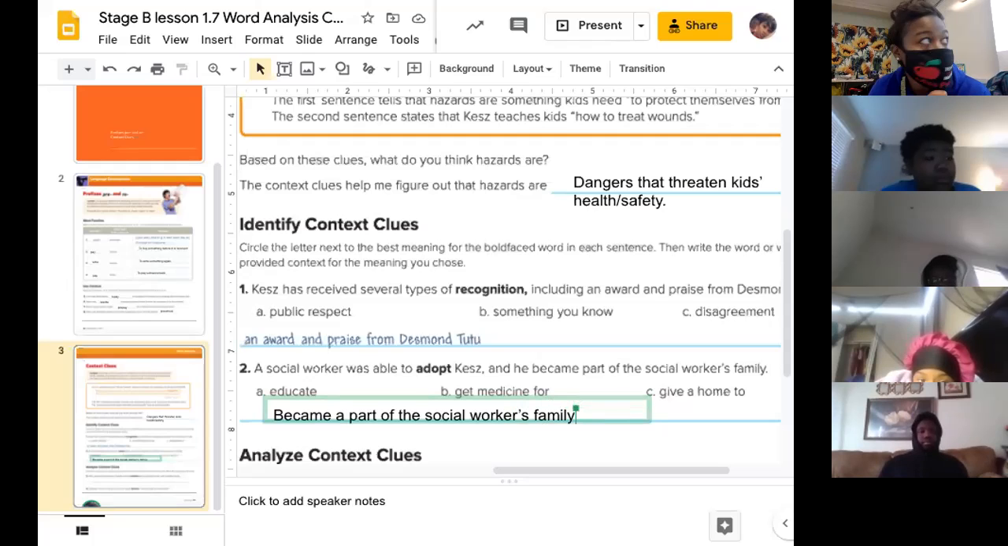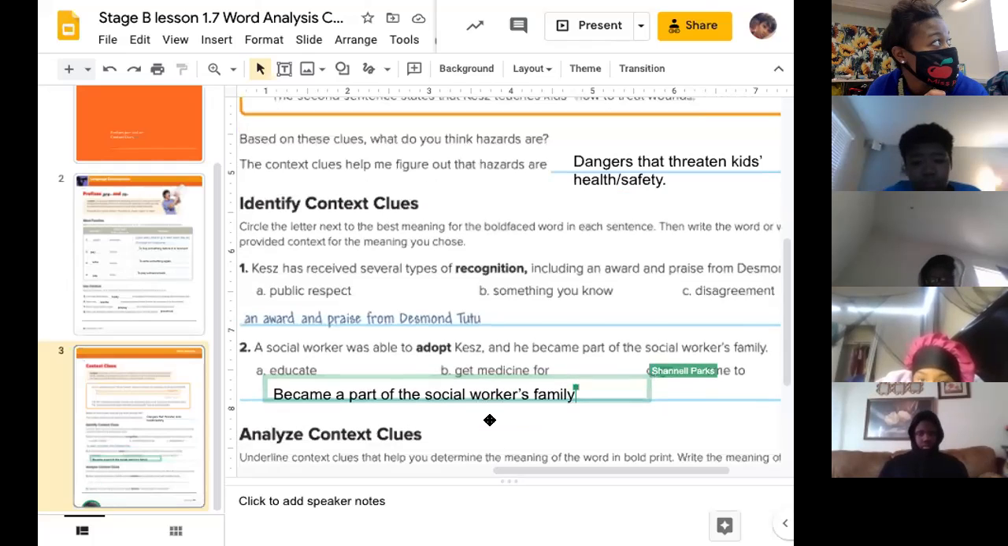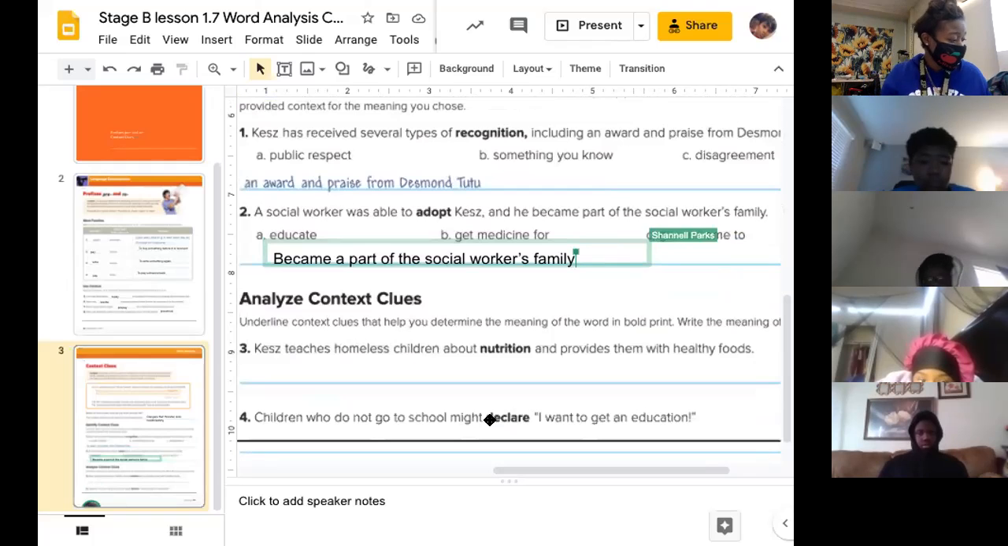All right, now we're gonna move down to analyze context clues. So now we are going to underline context clues that help you determine the meaning of the word in bold print. Then you're gonna write the meaning of the word. So number 3 says, Kes teaches homeless children about nutrition and provides them with healthy foods. So you are going to underline the context clue that helps you determine the meaning of the word nutrition, and then you're gonna write what the word nutrition means. Okay, so let's start with number 3.